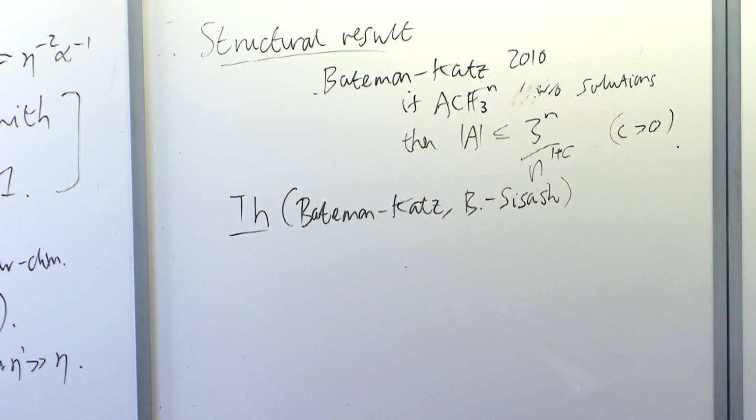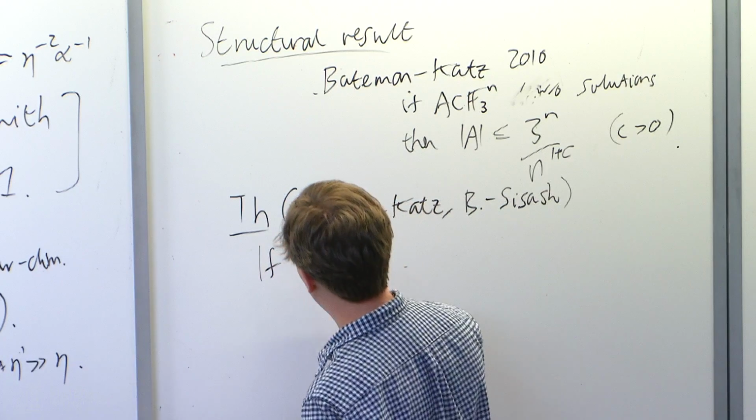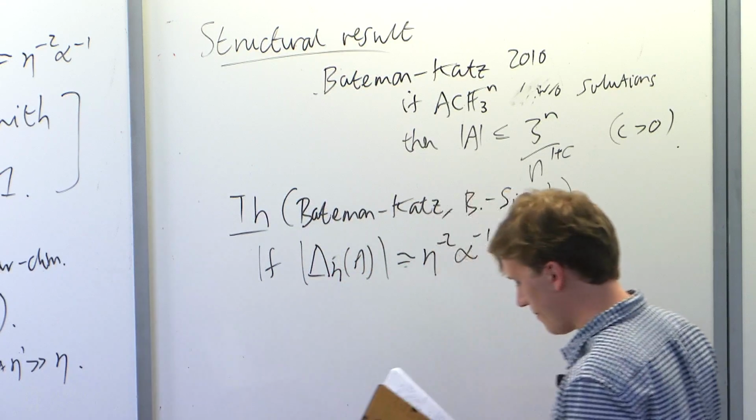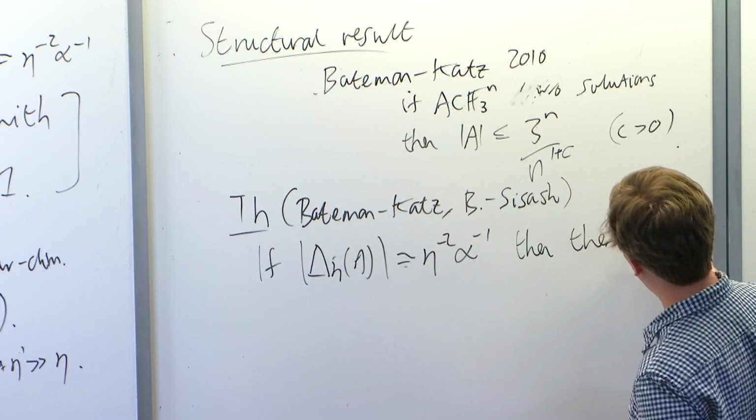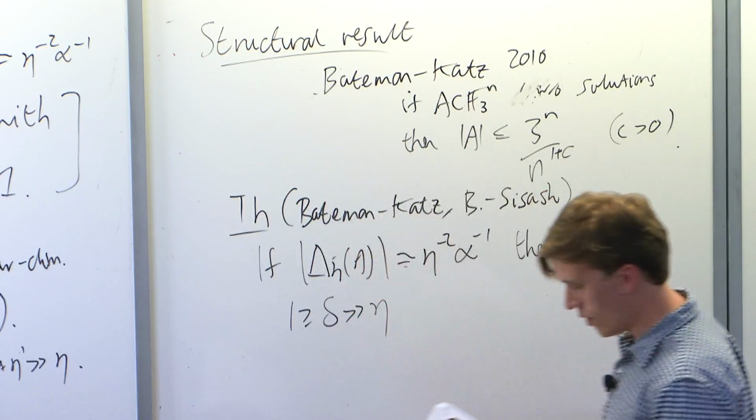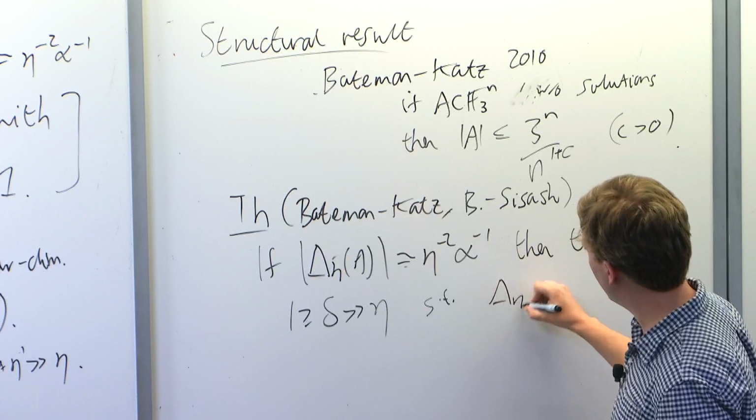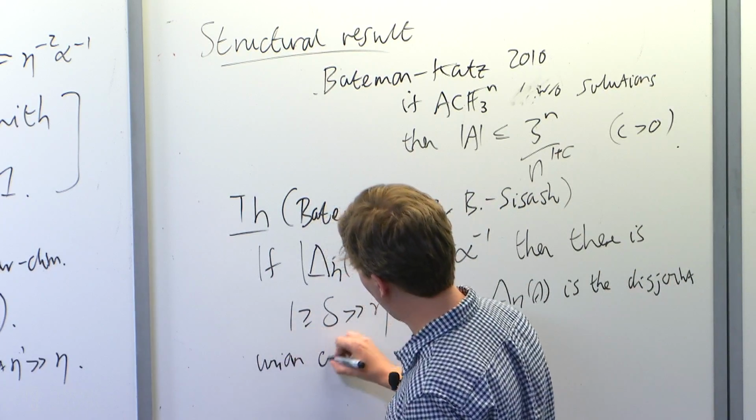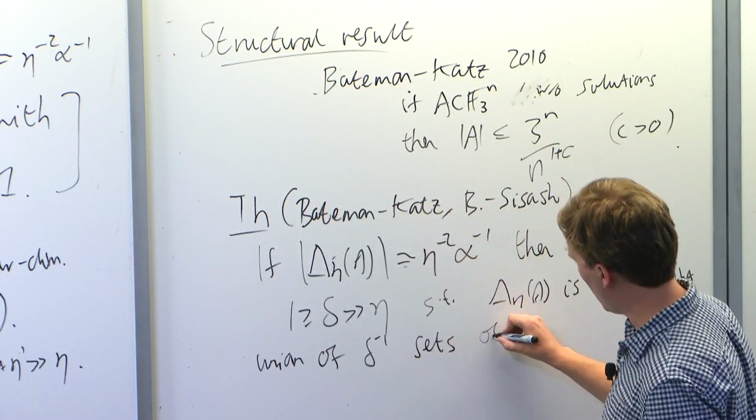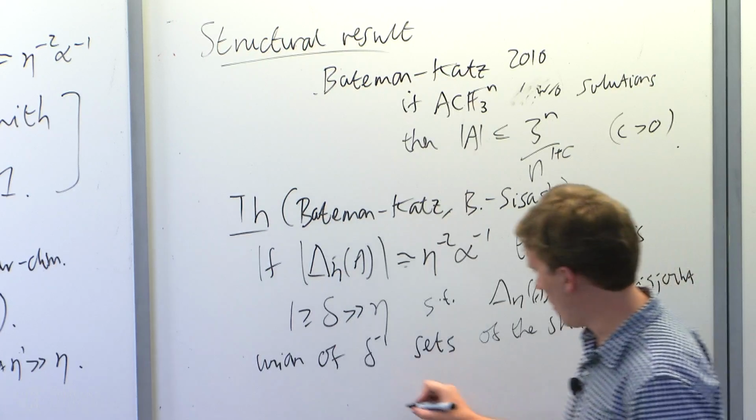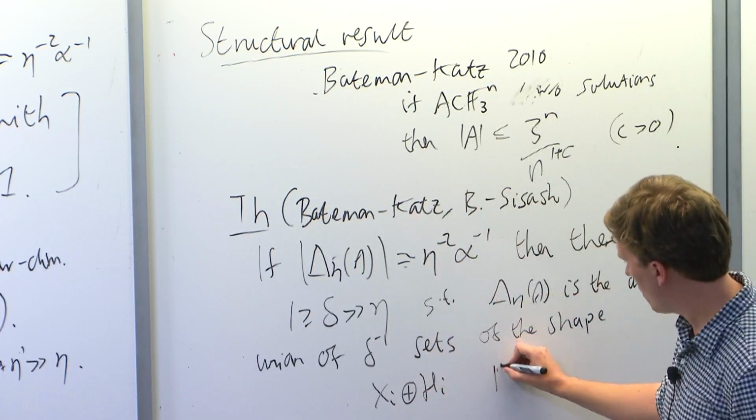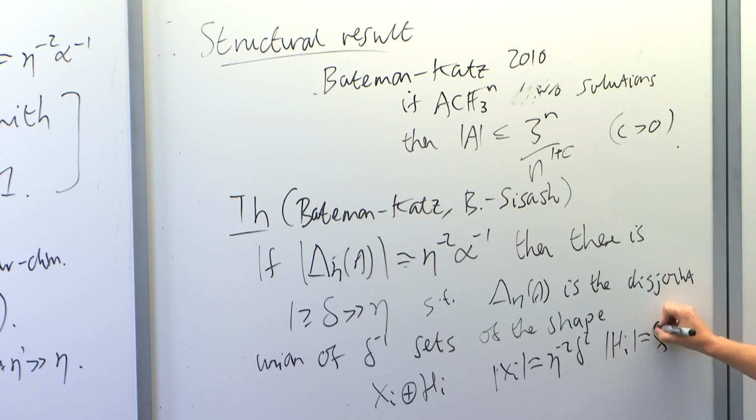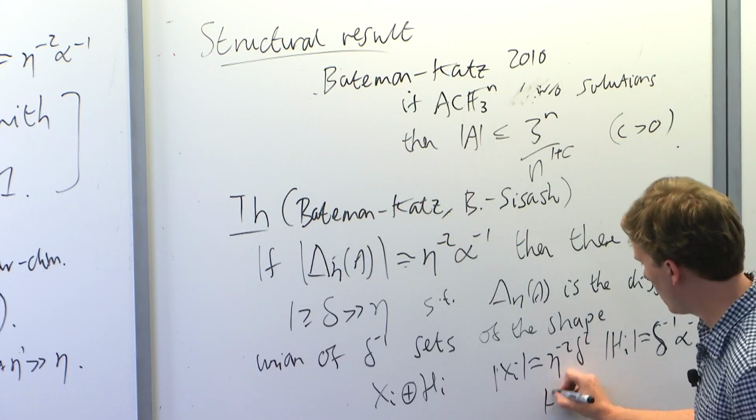And so now we can say something like the following. If we have a large spectrum of size eta to the minus 2, alpha to the minus 1, say, then there is some delta between 1 and eta such that this spectrum is the disjoint union of delta to the minus 1 many sets of the shape X_i direct sum H_i, where X_i has the size eta to the minus 2 delta squared, and H_i has the size delta to the minus 1 alpha to the minus 1. And H_i is a subspace.